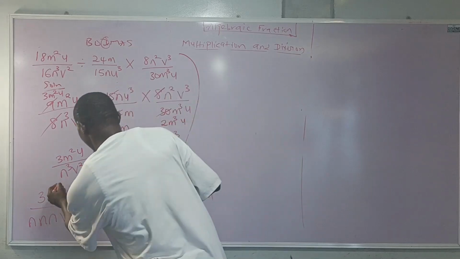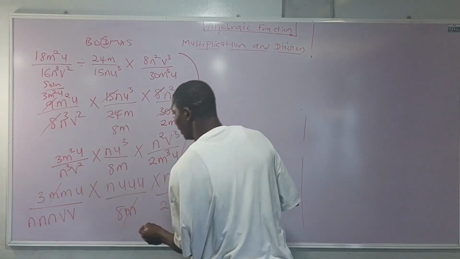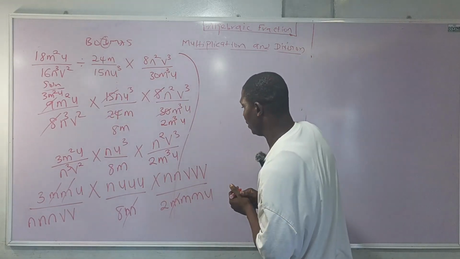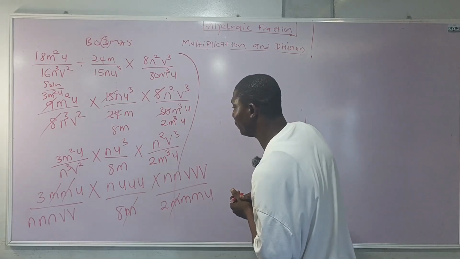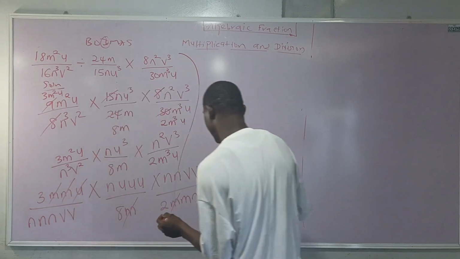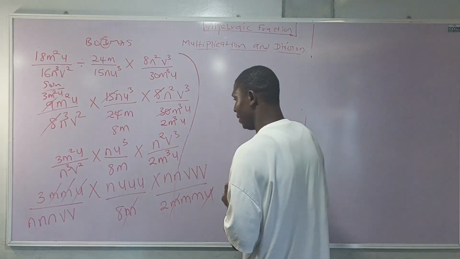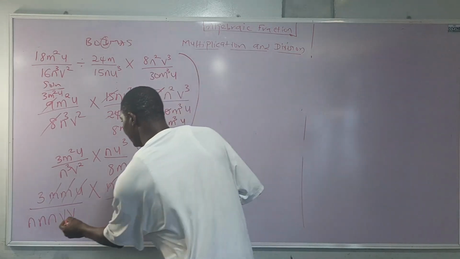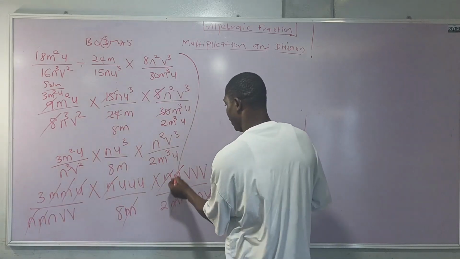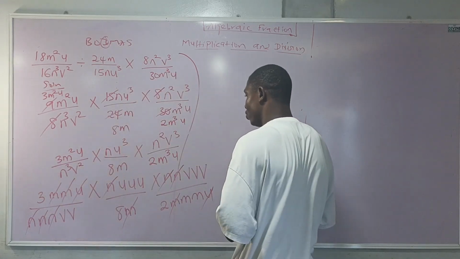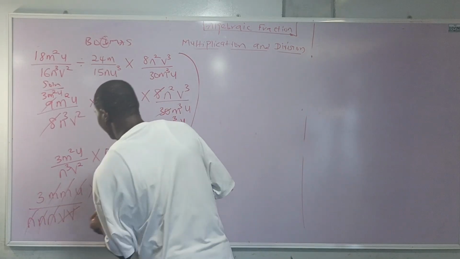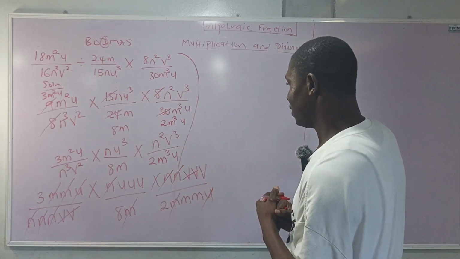Now, m is here, I can cancel this. This is here, I can cancel this. Is there any other m? No. Then I'll focus on my u. U is here, u is here. I have n here. N is here, n is here. N here, n here, n here, n here. Then I'll focus on my v. I have 2v here, I have 2v here. Do I still have u?